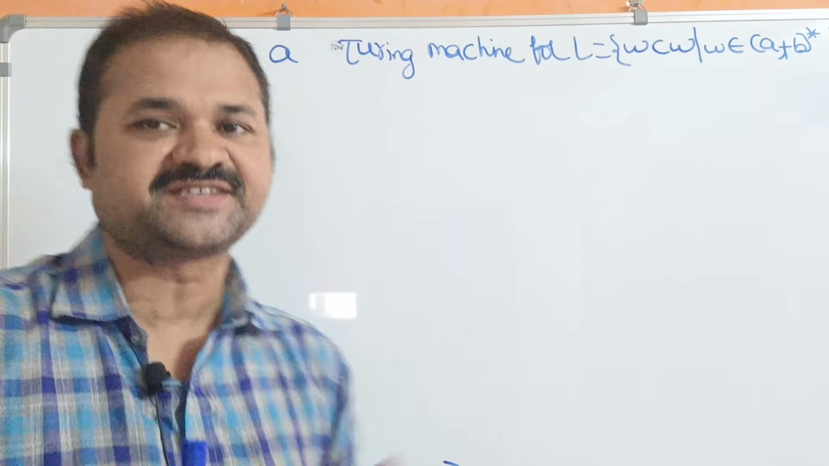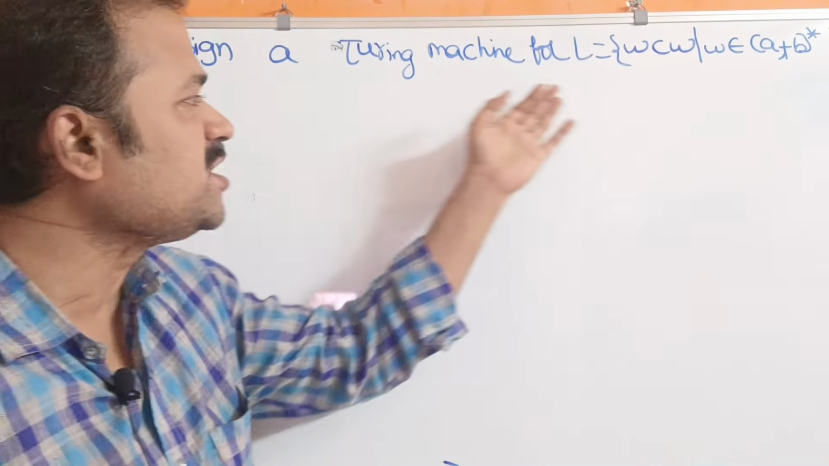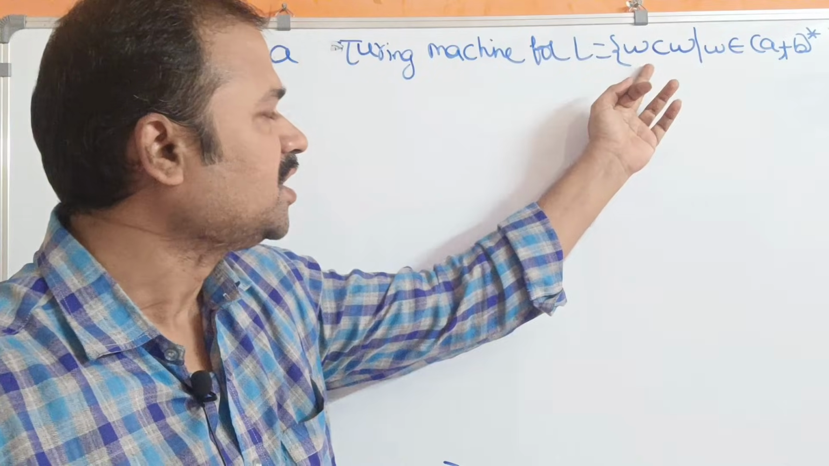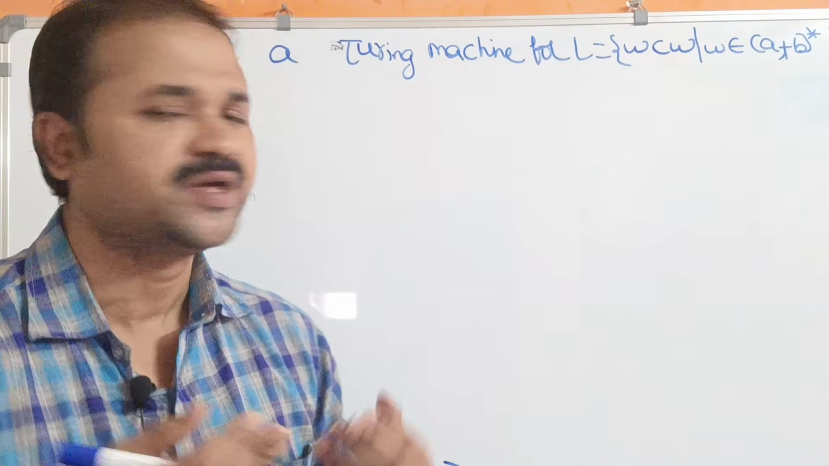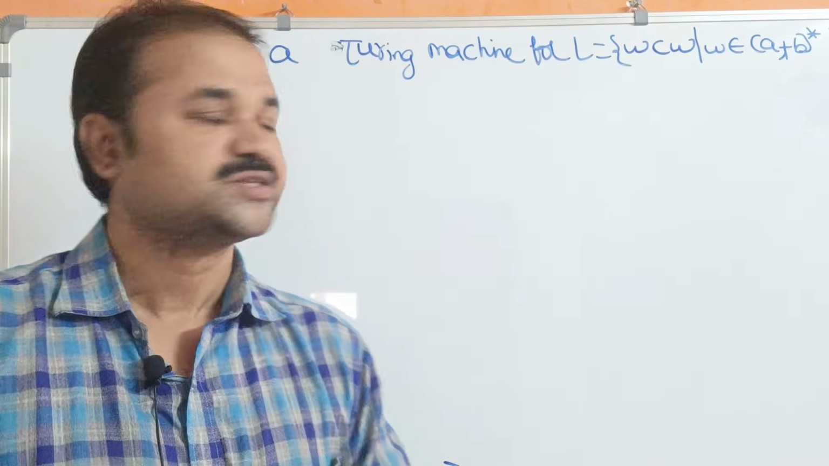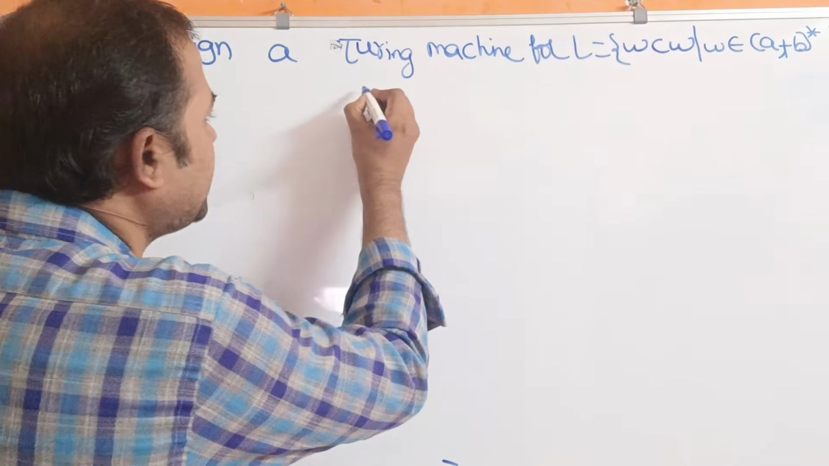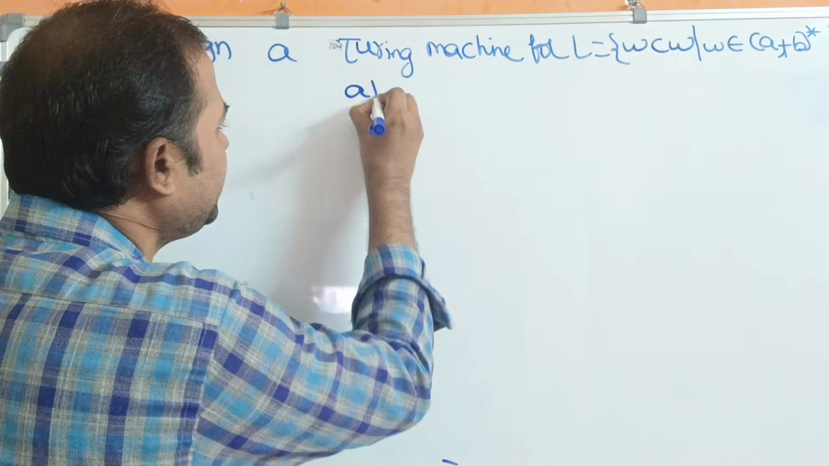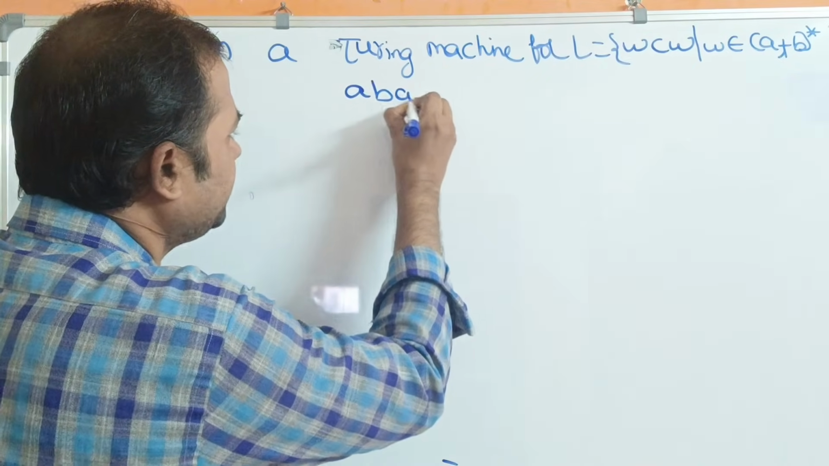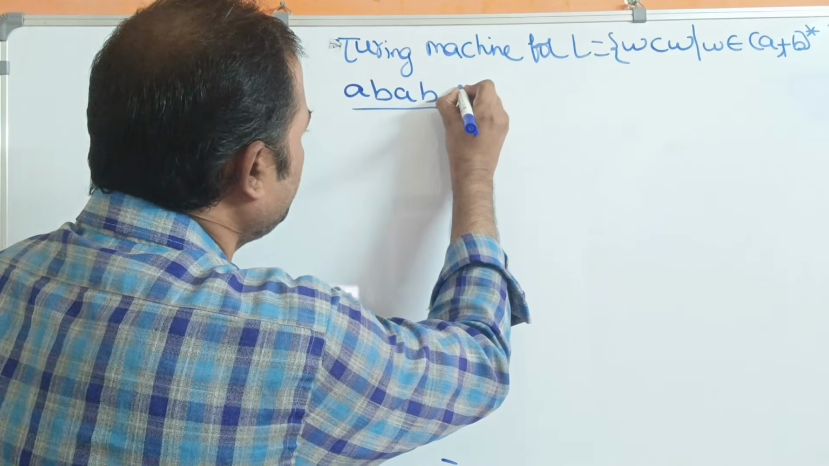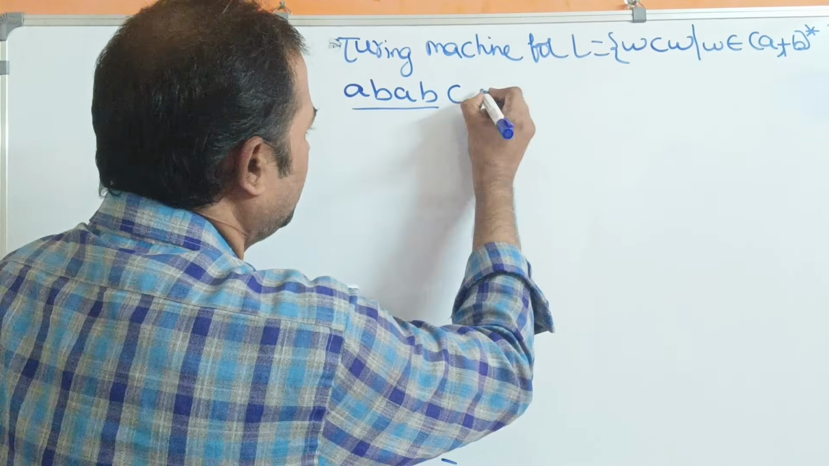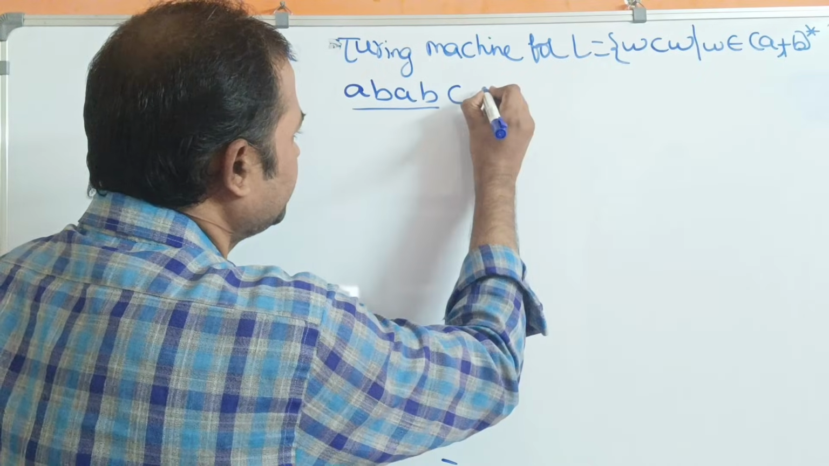Now let's see this example. Design a Turing machine for L = WCW, where W belongs to (A+B)*. So here let W mean AB, AB. So this is W, C, W. So what is W here?